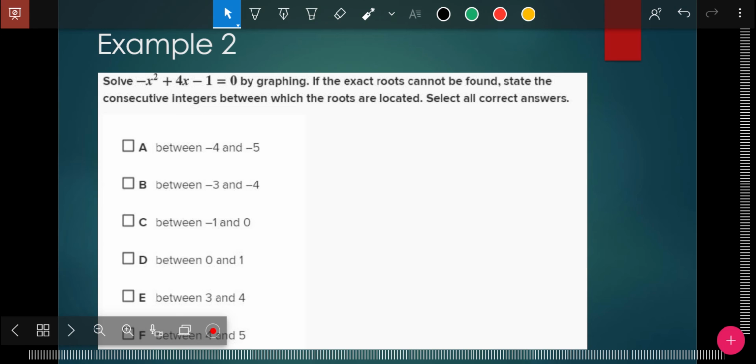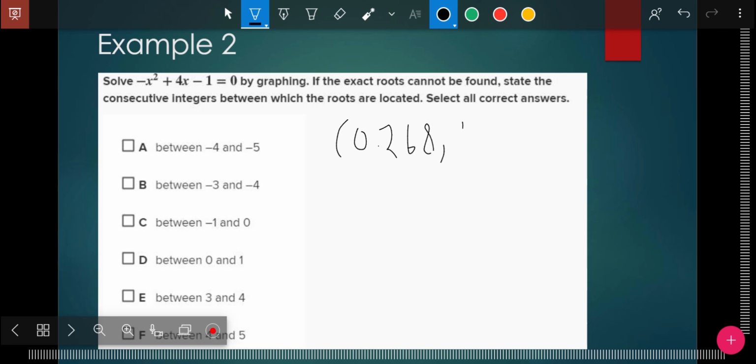I could do the same thing here. I'm going to use my phone this time instead of showing you on the screen. I'm going to type in negative x squared plus 4x minus 1. It's already equal to 0. Now it starts with a negative, so I expect it to open down, so it's a U shape like this.